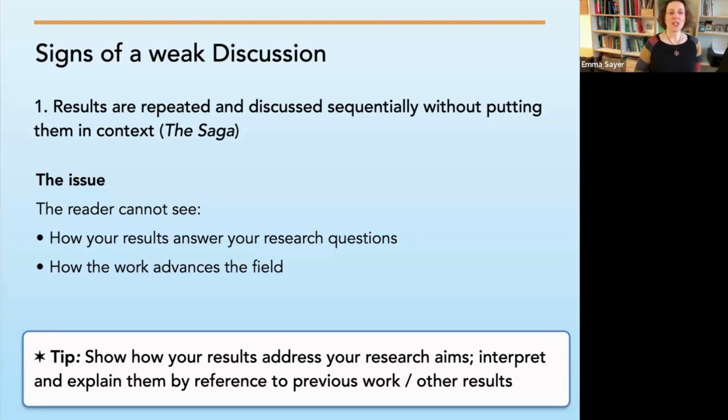So a really good tip here is to structure your discussion around your hypotheses, your questions, or your aims, and show how your results address those aims, and then obviously interpret and explain the results by reference to previous work or your other results, supporting results, for example.